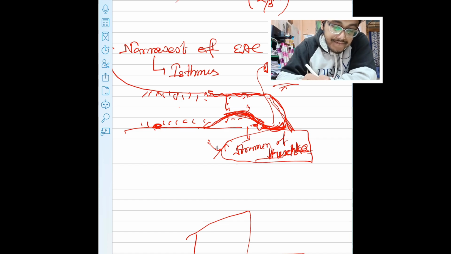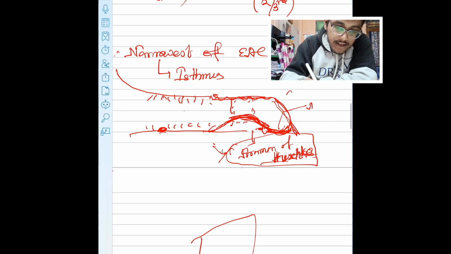Now we can see after this bulge there is a depression. This depression is called the anterior recess.